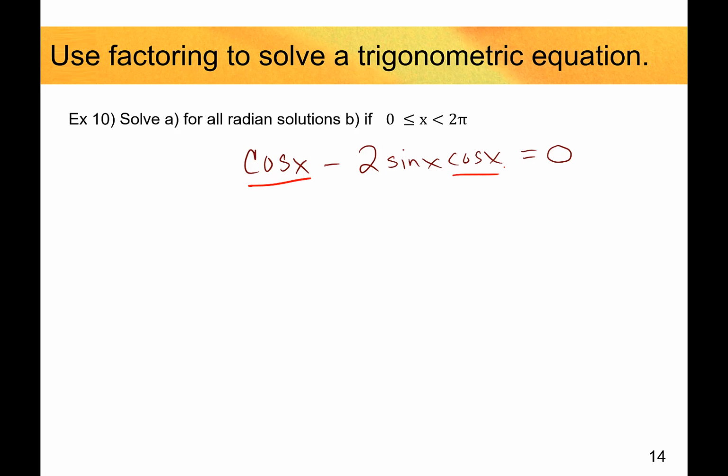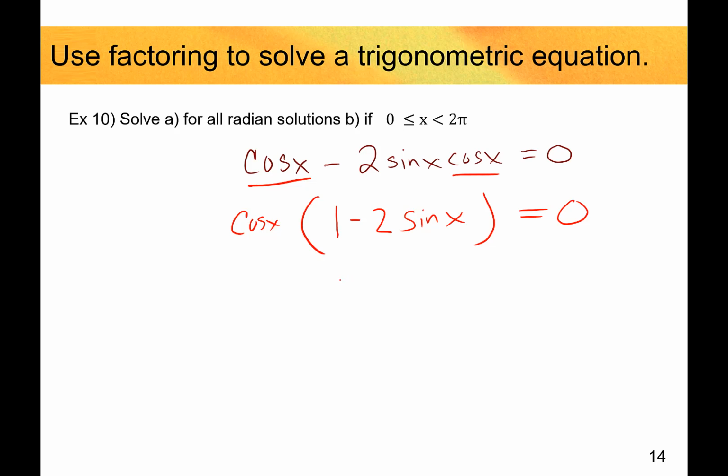Just like as if you saw something like x squared minus 4x. That allows us to factor out an x because x is in both terms. So same thing that happens here. We are going to factor out cosine x and leave whatever's remaining over here. So I take out cosine x, that means 1 is left, minus sign comes down, that's a 2, and that only gives me sine x only.